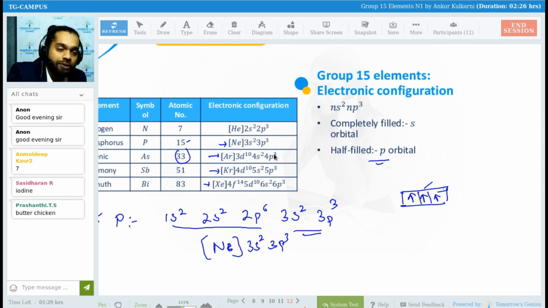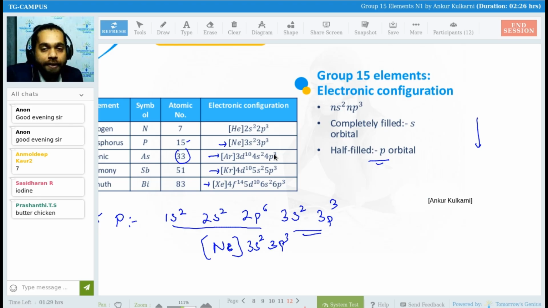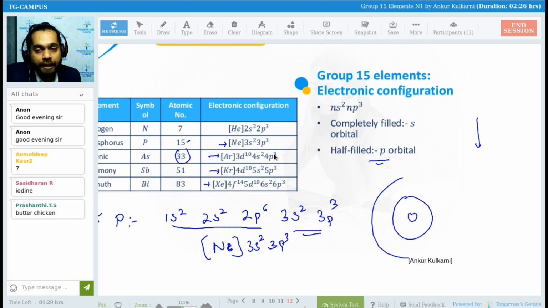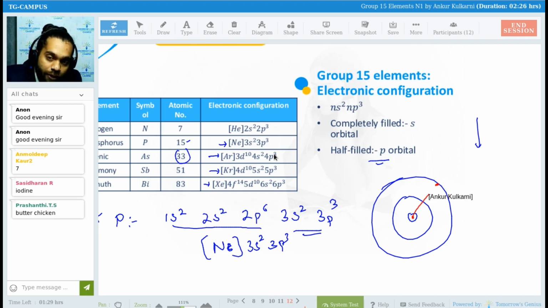As you go down the group, does the size increase or decrease? Ragul says decrease, Arjuna says increase, Sasidaran says increase. See, how do you compare size, Ragul? Size means, from the center of the nucleus, if this is my element, in the center you have the nucleus. First shell, second shell, third shell, and so on. When you go down the group, the shells increase. From the center to the outermost shell, this distance will go on increasing. So as you go down the group, the size increases.